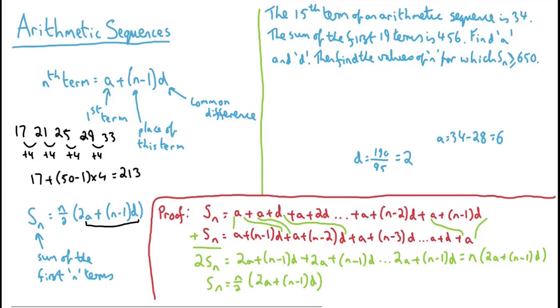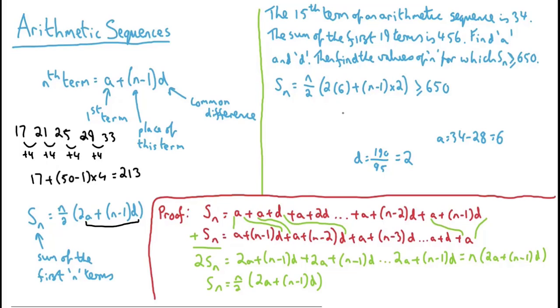So I'll just keep these a and d's here for a second so we have a record of them. Your Sn is going to have that equation from before of n over 2, but now I know it's 2 times 6 for the a plus n minus 1, and then d we know is 2, and we're looking for this to be, say, greater than or equal to 650.